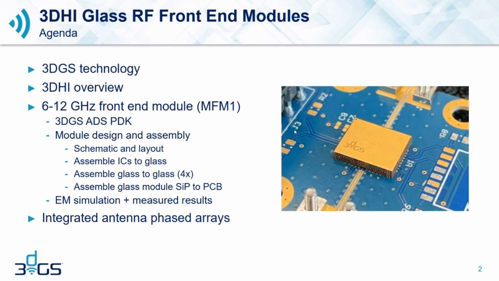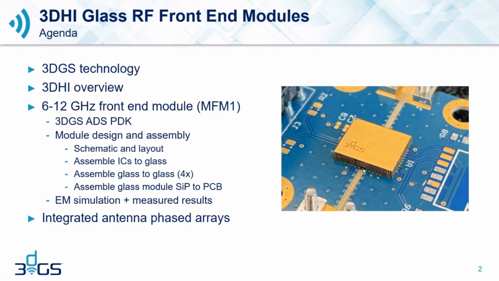Today we're going to be talking about the MFM1 module. It's a 6 to 12 gigahertz half duplex RF front end. It's a simple example. I like this one. It's also nice that it has measured results, so we can compare simulation in RF Pro to measured results on the PCB that you see over here on the right, which is de-embedded to the module reference plane.